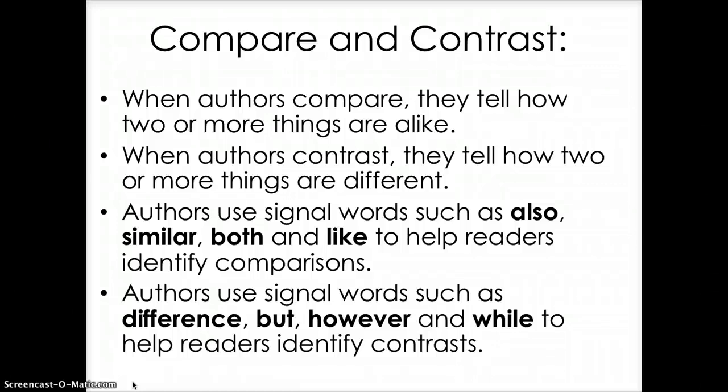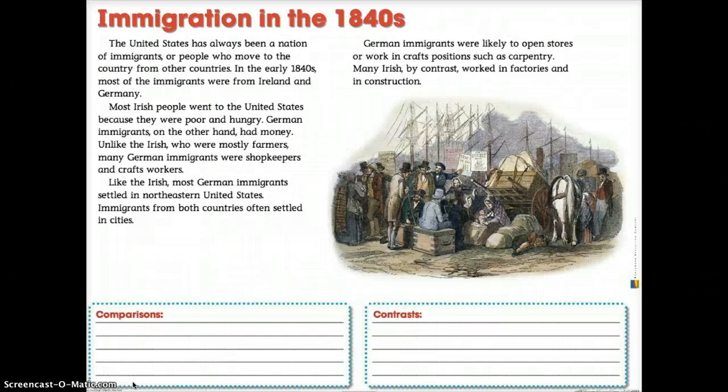So let's look at our poster for today. It's called Immigration in the 1840s. This is in your packet, and today we're going to practice reading and comparing and contrasting in the texts we're reading. Remember to use what you've learned. You can determine important text as you read to help you compare and contrast. Now, I want you to read this article, Immigration in the 1840s.